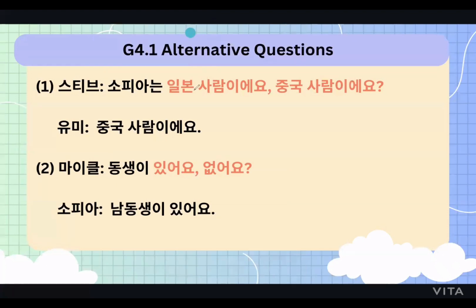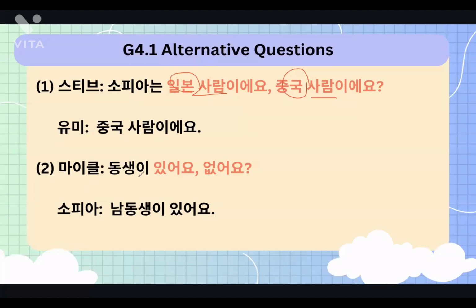What does that mean? 일본 사람. 그렇죠. 자, 일본. After a country name, when you add 사람, it means nationality, right? So, Sophia, are you Japanese or 중국 사람? Are you Chinese? And then Yumi said, oh, 중국 사람이에요. Sophia is 중국 사람이에요. 자, then Yumi, she already got two given choices. So she needs to choose only one choice, right? So 소피아는 일본 사람이에요? 중국 사람이에요?